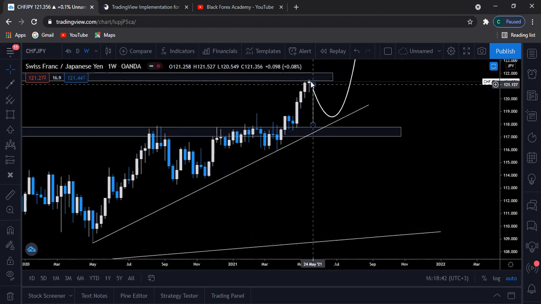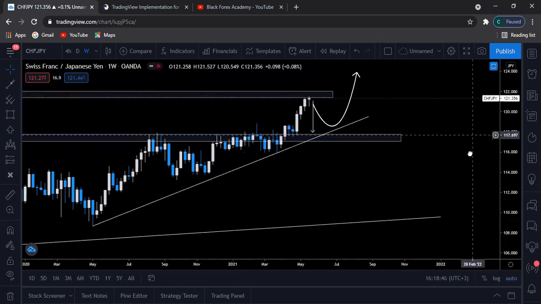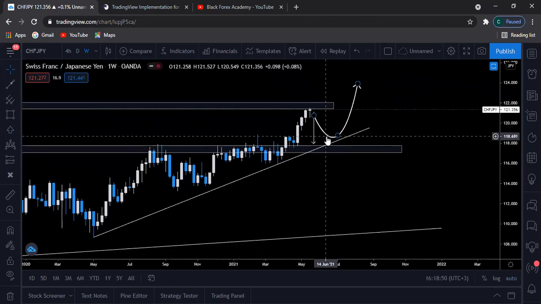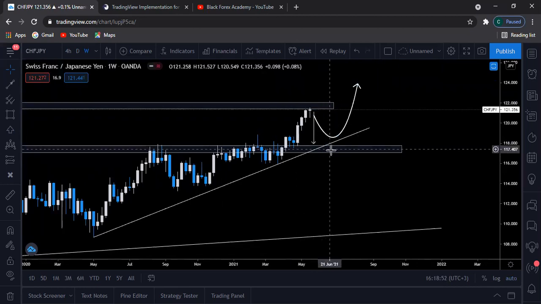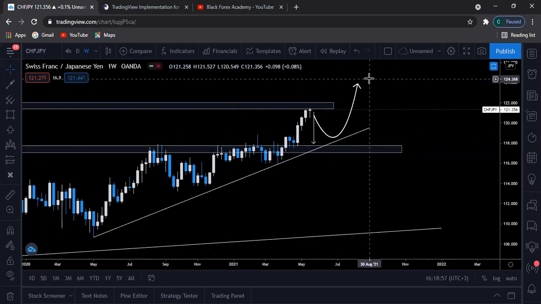So I'll be expecting prices to retrace around this point here before they keep on pushing higher, because the chances are this bullish rally isn't over, so prices will keep on pushing higher. But I'd like to see a little bit of retracement until this previous broken market structure before prices keep on pushing higher. So that's from the weekly.